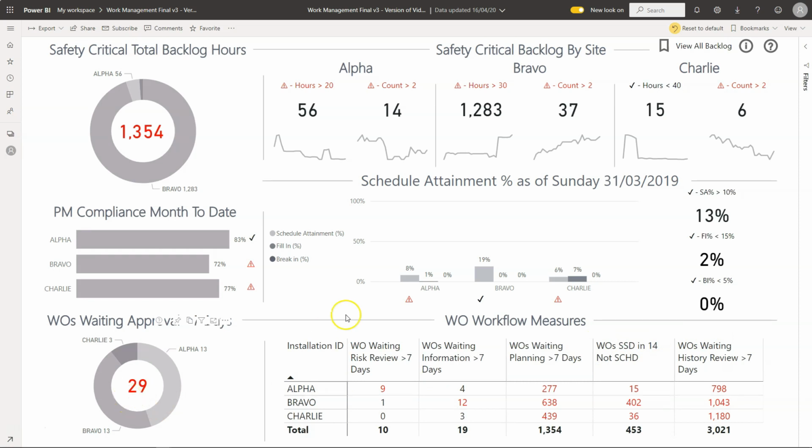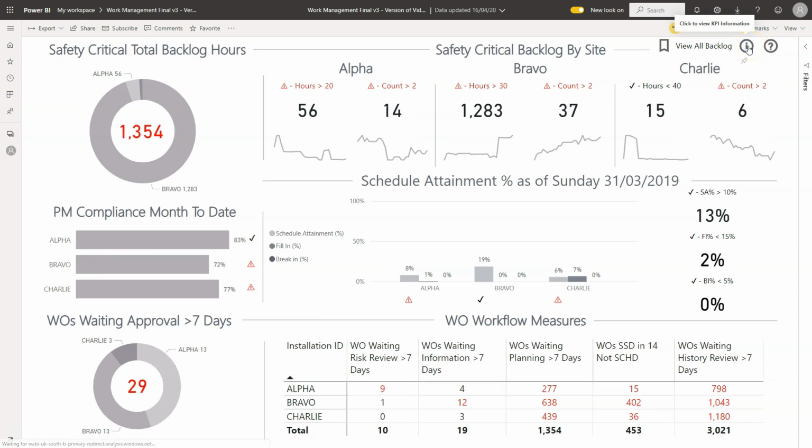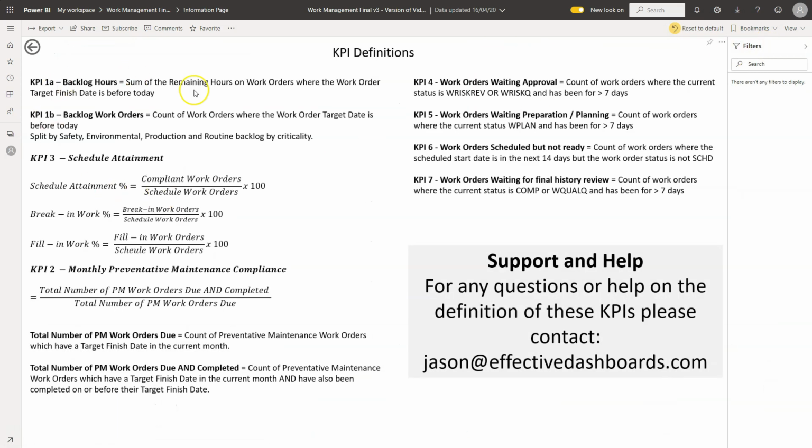The next thing I've done is I've added in a couple of buttons up here. So if I click on that one, that is going to take us to a page that shows all of the definitions and a little bit of support. So you can put your email address here. You could also put in an email address for feeding back any suggestions. That's quite useful. If somebody wants to suggest something, and this is helping with the evolution of the dashboard, you can put that email address in there. But apart from that, we've got all of the KPI definitions in one place here.